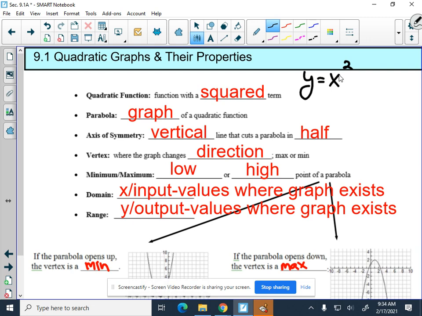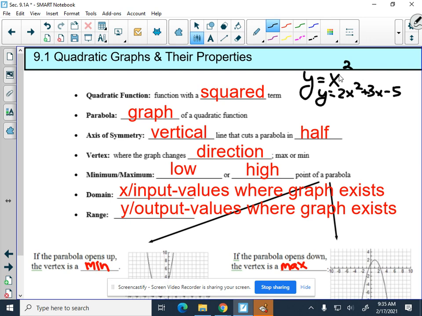But sometimes we just see one that looks like this. y equals 2x squared plus 3x minus 5. As long as it has the x squared term, it's a quadratic. It can have an x term. What it can't have is an x to the third term. That would be a different thing. That'd be a cubic. So the highest power has to be a squared. Okay, it results in the parabola.